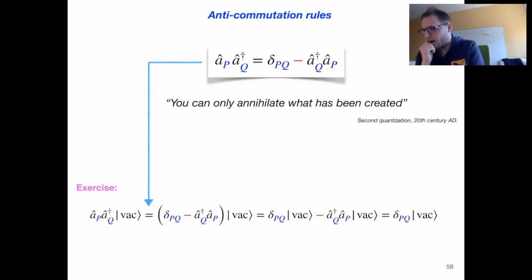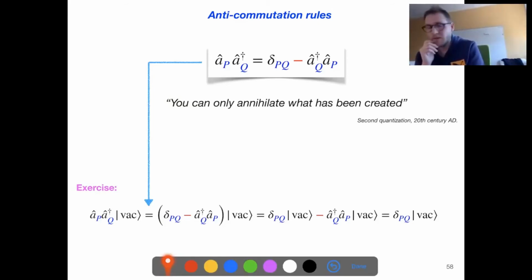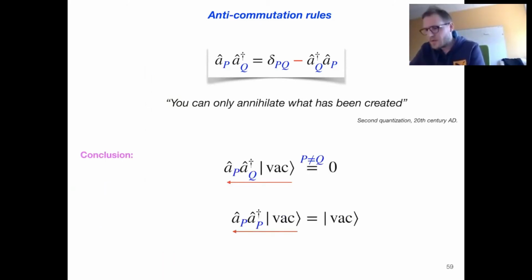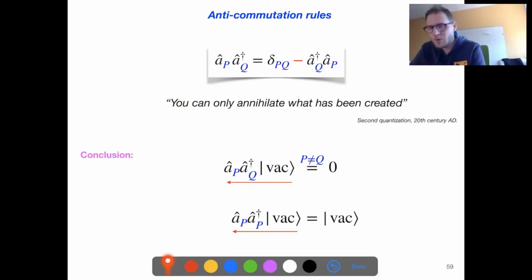All right, so how can I understand this? If P differs from Q, of course, that will give me 0. That's exactly what I mean. If you create an electron, put it in spin orbital Q, and then you try to remove an electron in spin orbital P, but you never created that electron, of course you will get 0. That doesn't make any sense. So that's what I mean when I say that you can only annihilate what you have created first. If you did not create the electron and put it in spin orbital P, you cannot remove it. So that's what we learn from this formula, and it makes sense.